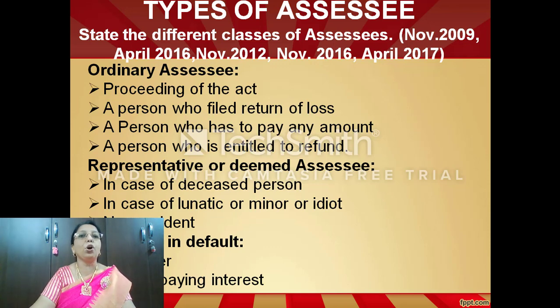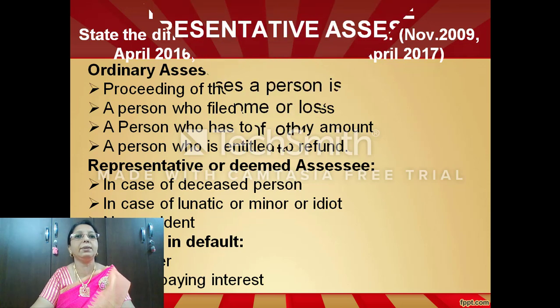The representative or deemed assessee: in case of a deceased person, in case of a lunatic, minor or idiot, or in case of a non-resident, there is a representative or deemed assessee. And then the assessee in default, a person who defaults to pay the tax. It can be the employer who has deducted the tax and who has defaulted to pay the amount, or an assessee who has not paid the tax. He is an assessee in default.